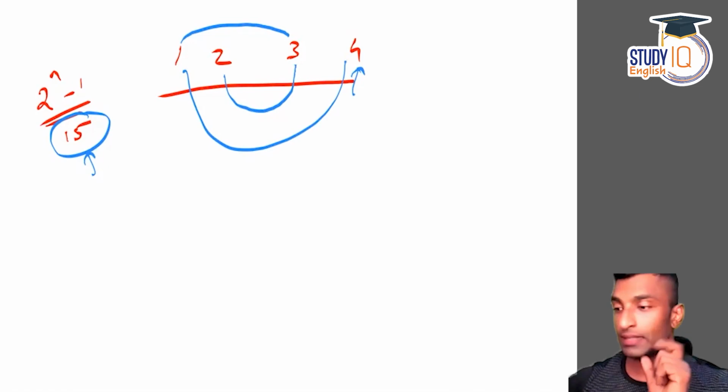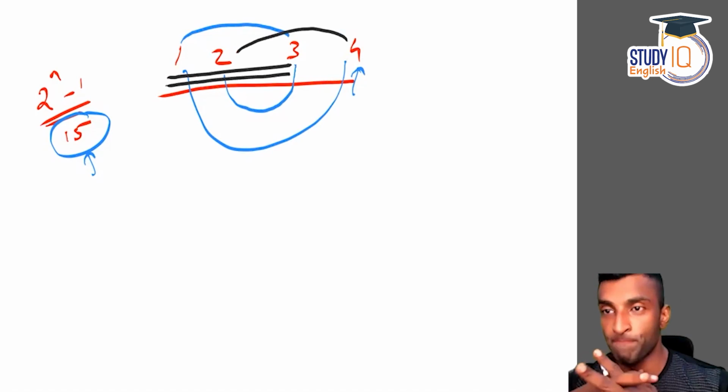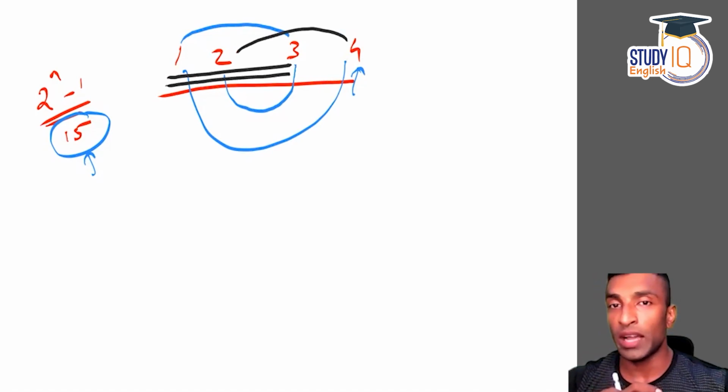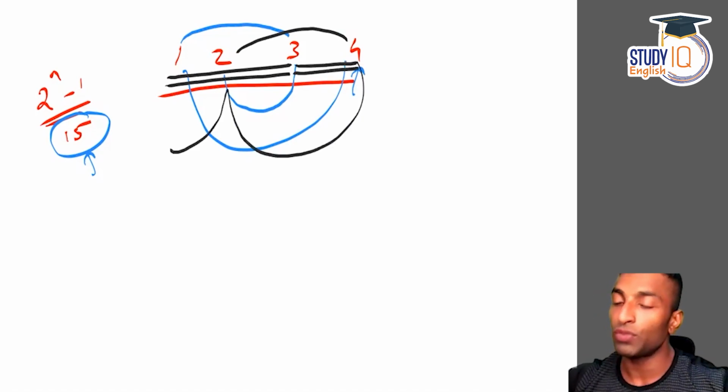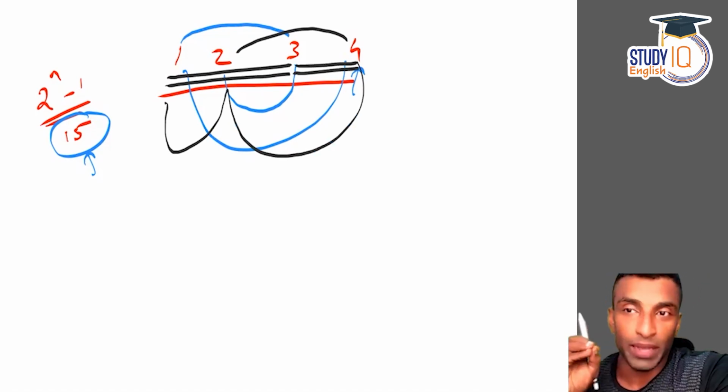Again, if you look for 6, 3 plus 2 plus 1 will give you 6. 4 plus 2 will give you 6. Correct? So this is what I mean by the repetition. This 4 plus 3 will give you 7. 4 plus 2 plus 1 also will give you 7. So guys, I hope you understood this is what I mean by repetition.